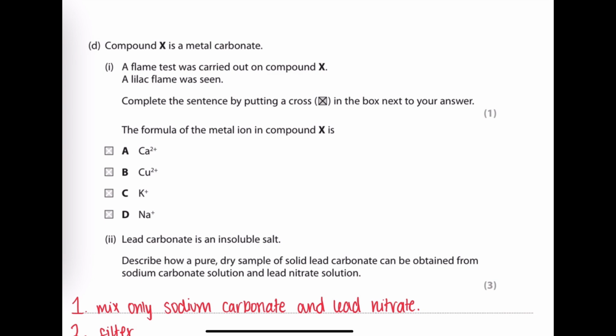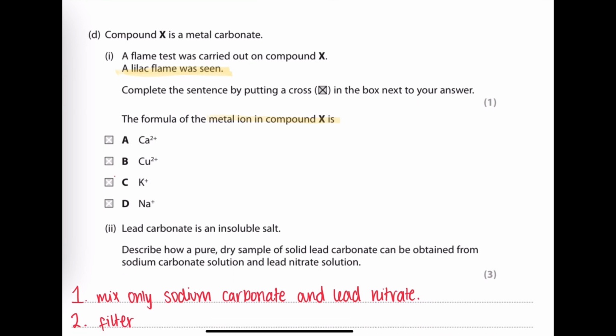Compound X is a metal carbonate. A flame test was carried out on compound X and a lilac flame was seen. Complete the sentence by putting a cross in the box next to your answer. The formula of the metal ion in compound X is, we know that this is potassium because potassium shows a lilac flame.